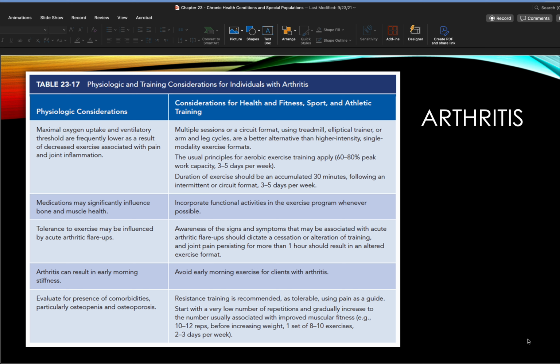Arthritis can cause early morning stiffness, so you might end up having to change your workout times with them. And then there are the comorbidities. With arthritis, you possibly end up with osteopenia or osteoporosis because of the breakdown that's occurring from that inflammation.